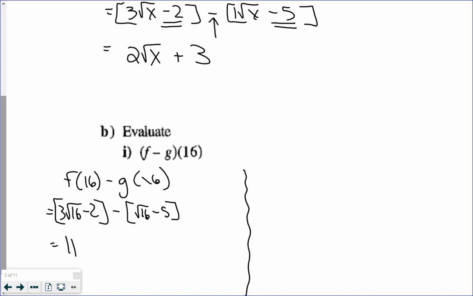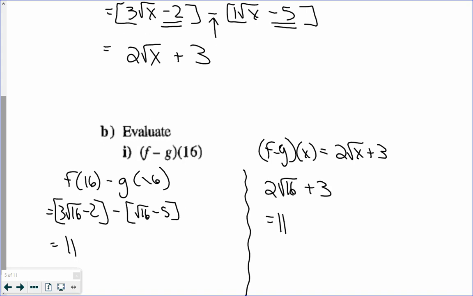The other way to do it is we know our f − g equation. Our f − g equation is 2√x + 3. So what I could do is I could just plug in 16 into that one equation and also get out 11. Now keep in mind with that second method, if you've screwed up the 2√x + 3 equation and then you go and plug a number into that, that will create a double error and that could be quite costly.